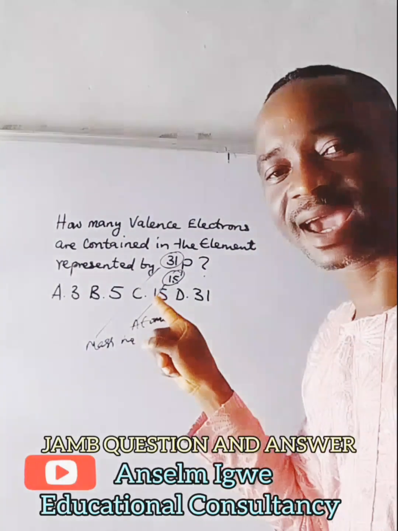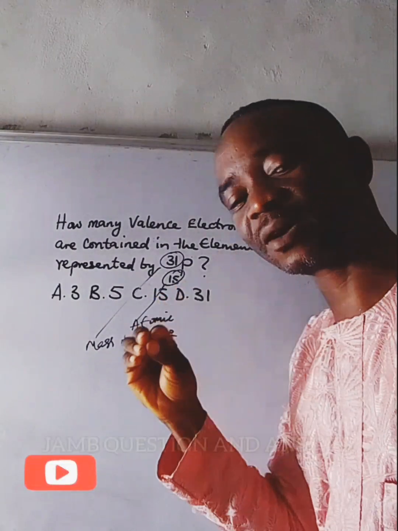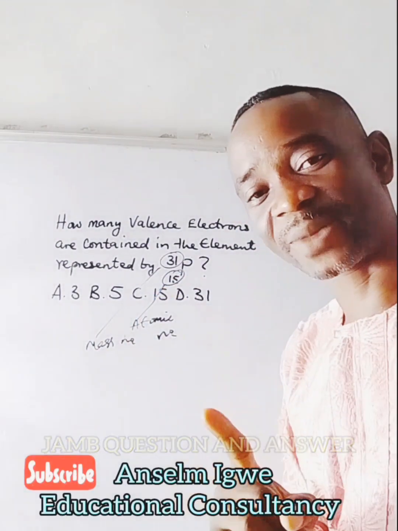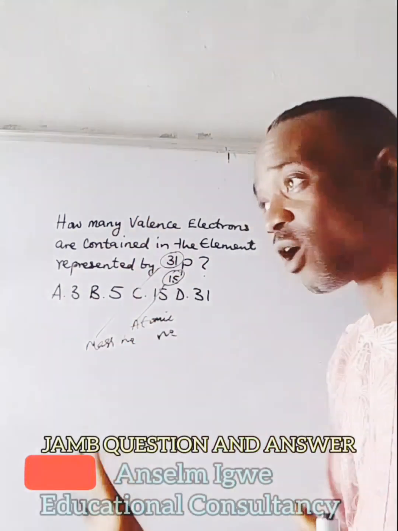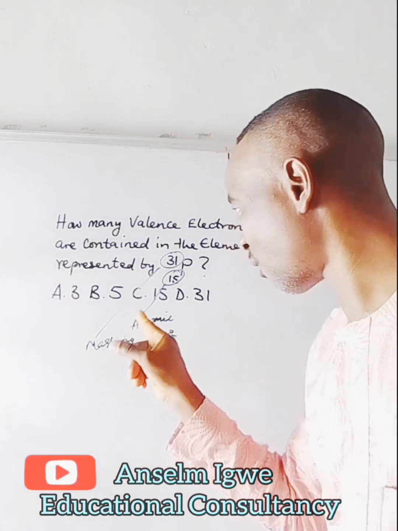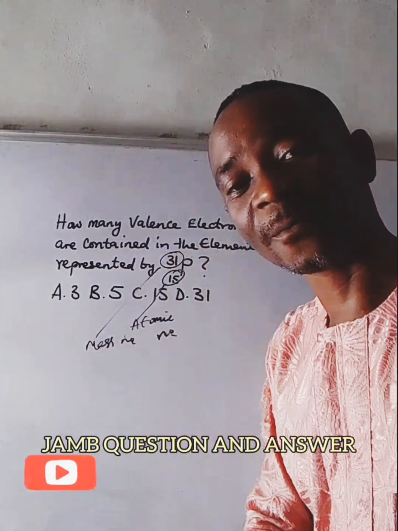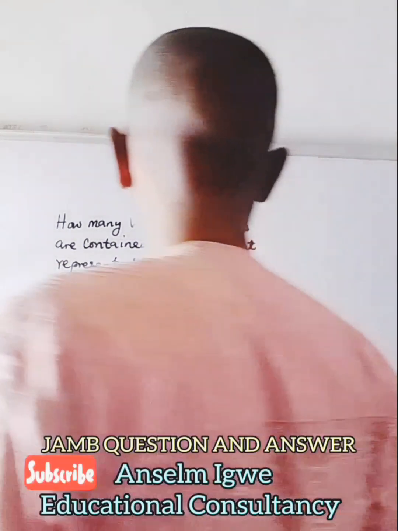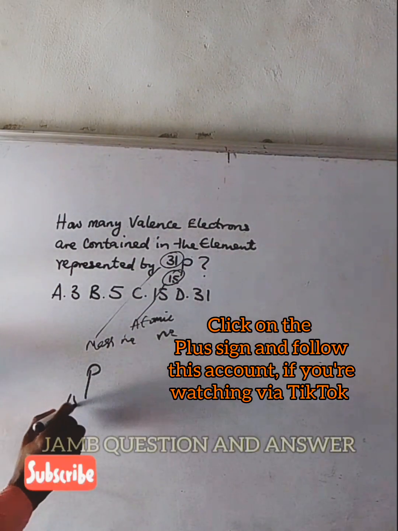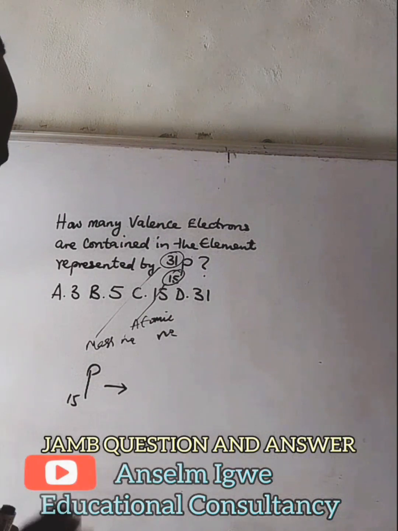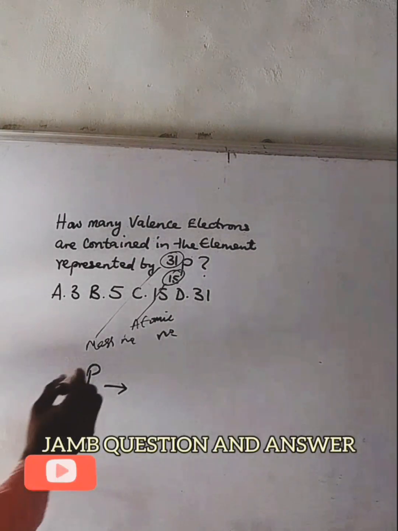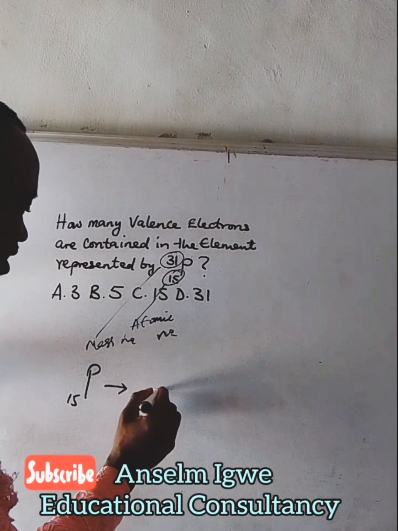The atomic number here means the number of protons. But remember, the number of protons in the nucleus is equal to the number of electrons revolving around the nucleus. Therefore, atomic number is also the number of electrons. Now, we take this P out with the atomic number 15. We are going to draw the atom of P with its shells.